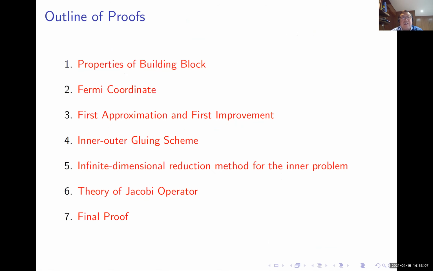I want to use the infinite dimensional reduction. We have 7 steps. First is the property of a building block. Then I will introduce the Fermi coordinate, the first approximation, the first improvement. Then the main emphasis today will be the inner-outer gluing, so how to do inner-outer gluing. Then we have infinite dimensional reduction for the inner problem, the theory of the Jacobi operator, and the final proof.